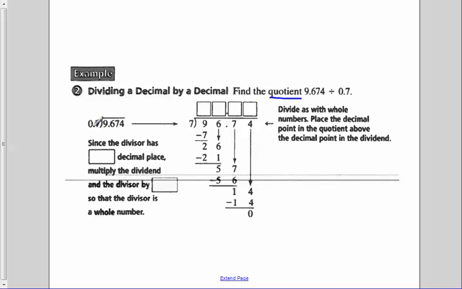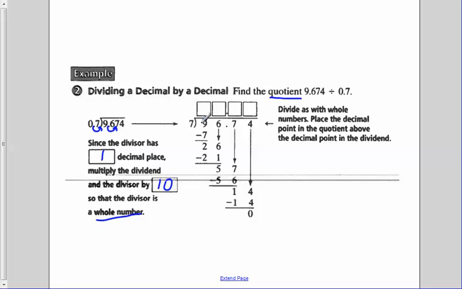So I'm going to move my decimal point in my divisor over 1, so I am dealing with a whole number. And whenever I do that, I need to do the same thing to my dividend. The reasoning is, since the divisor has 1 decimal place, I'm going to multiply that by 10 so that the divisor is a whole number. Now, if this was 74 hundredths, then I'd move it twice, and that means I'd essentially multiply it by 100. And whatever you do to your divisor, you need to do that to your dividend the same way.